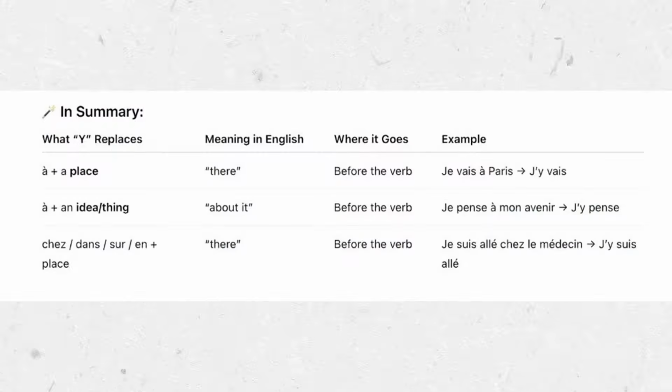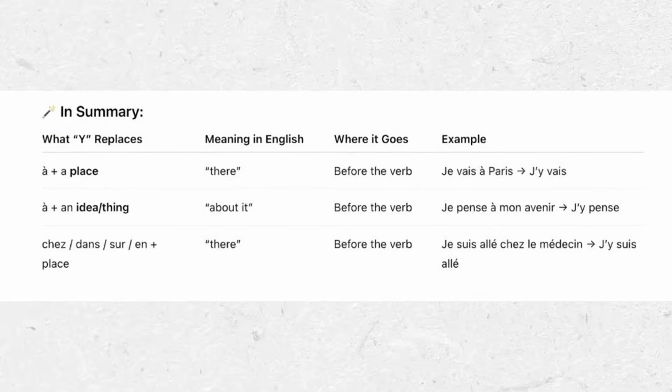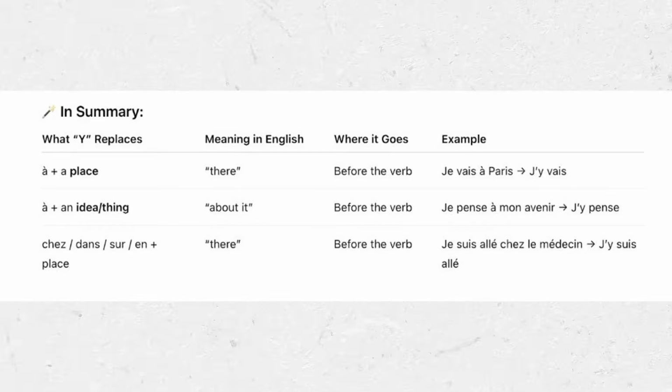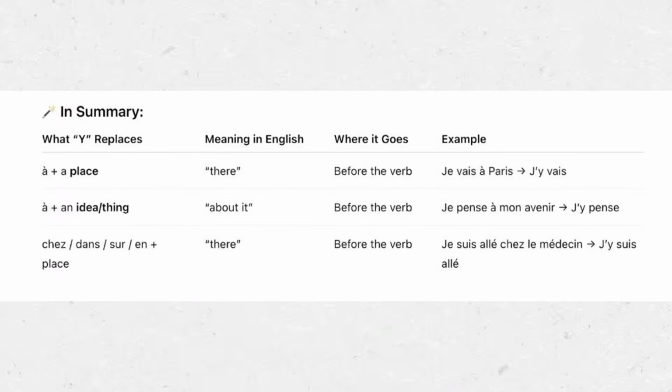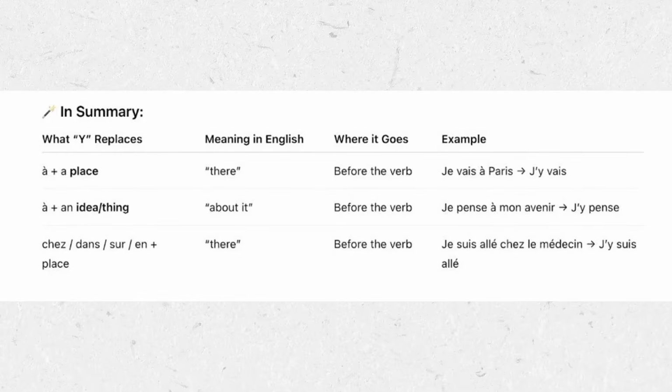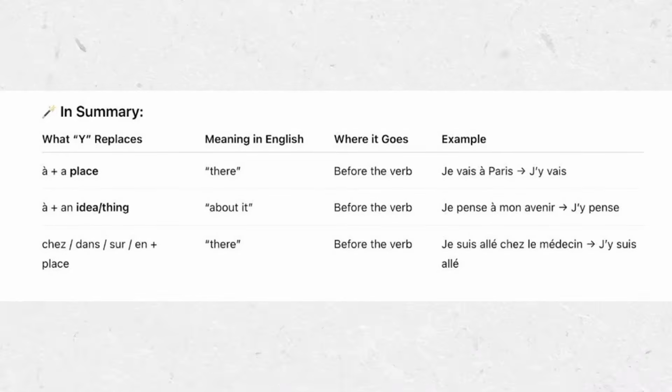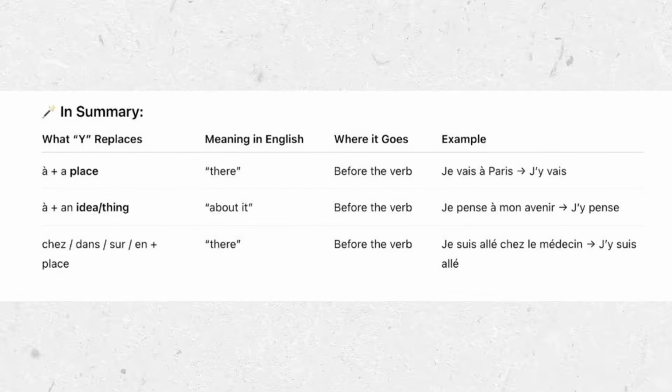And so in summary for the adverbial pronoun y, please look at this table. What does it replace? It replaces à plus a place, which means there. And where does it go? Before the verb. Example, je vais à Paris, j'y vais. It also replaces à plus an idea or a thing. Okay, and this just means about it. And where does it go? It goes before the verb. So for example, je pense à mon avenir, which is j'y pense.